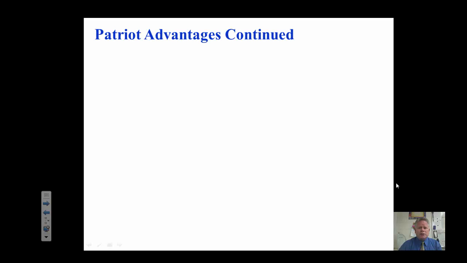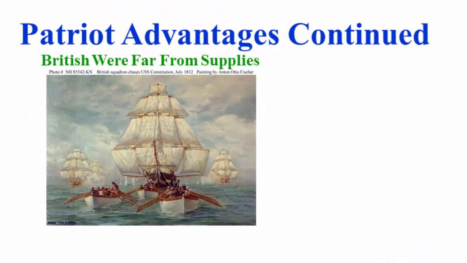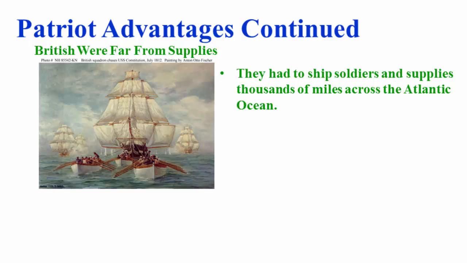So, advantages continued. One of the Americans' advantages was that the British were far away from their supplies. They had to ship soldiers and supplies thousands of miles across the Atlantic Ocean. This took a long time and cost a lot of money.